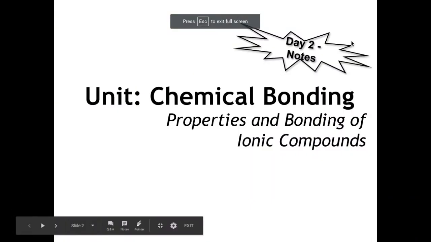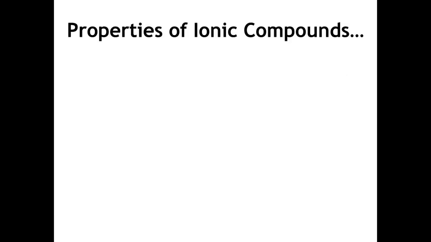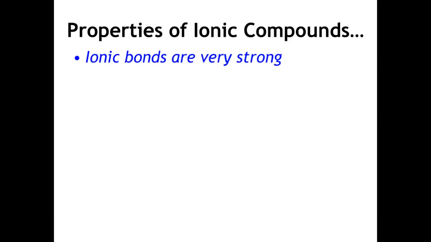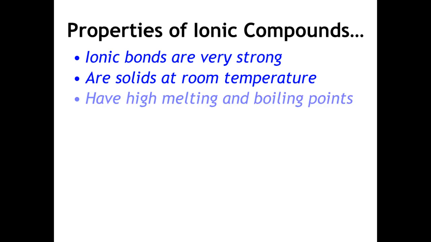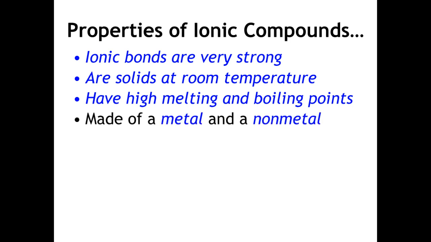Day 2 of chemical bonding. We're going to talk about some properties of ionic bonds. Ionic bonds are very strong. They're solids at room temperature. They have high melting points and also high boiling points. They're a metal and a non-metal.